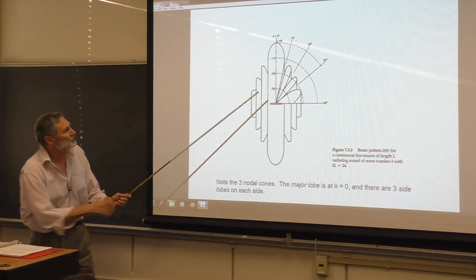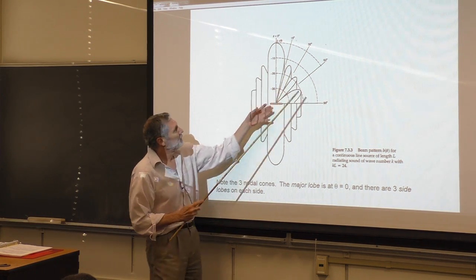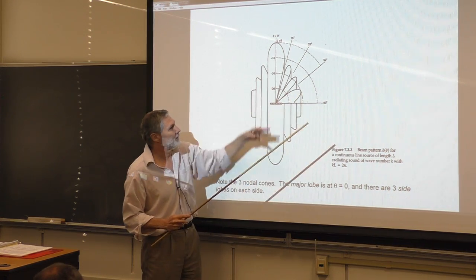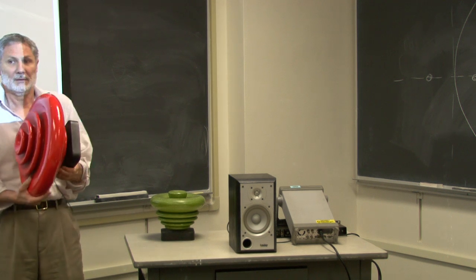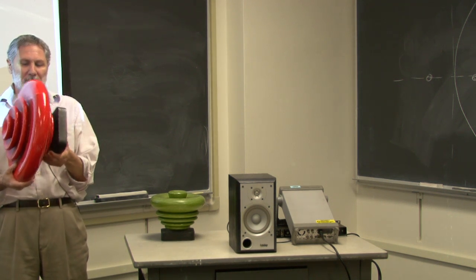What about the lobes here? These are called lobes. And again, we have axial symmetry here. Here's somebody who did this a long time ago. It's made out of wood.